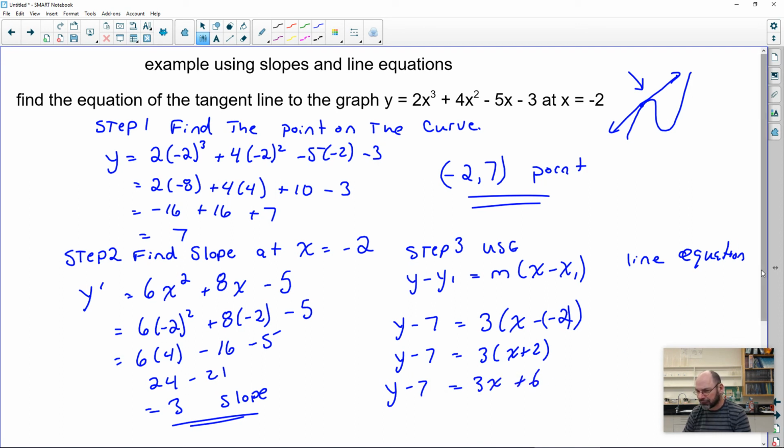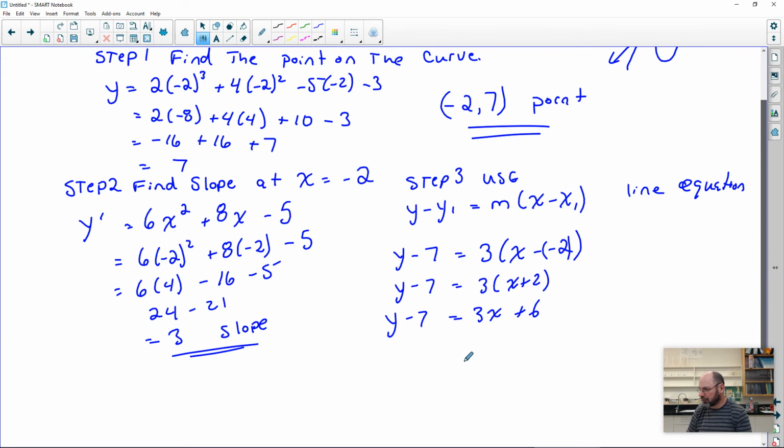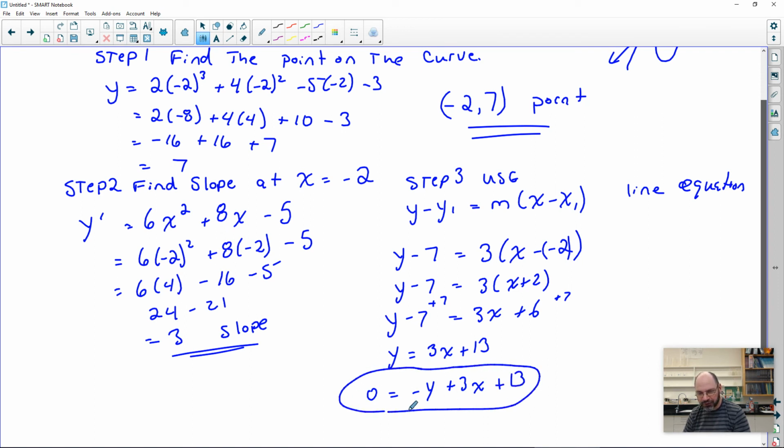Okay, now let's rearrange everything so that we have an equation where everything equals 0 in standard form, or y equals something if you like. If you wanted to add 7 to both sides, we could say y equals 3x plus 13. That's the equation, but if you wanted it in standard form, which would mean you'd have to bring it over here, 0 equals negative y plus 3x plus 13. And there's our equation of the tangent line.